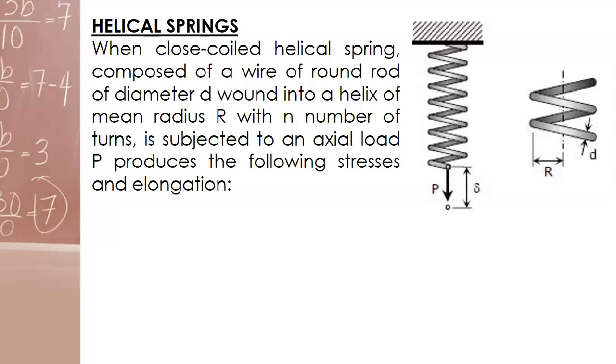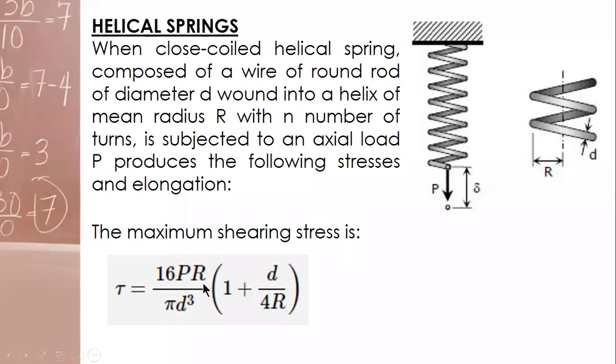So, a close-coiled helical spring composed of a wire of round rod of diameter d, wound into a helix of mean radius R where the number of turns is n, subjected to an axial load P, produces the following stresses and elongation. The maximum shearing stress is this one, 16 PR over pi d cubed, times 1 plus d over 4R.